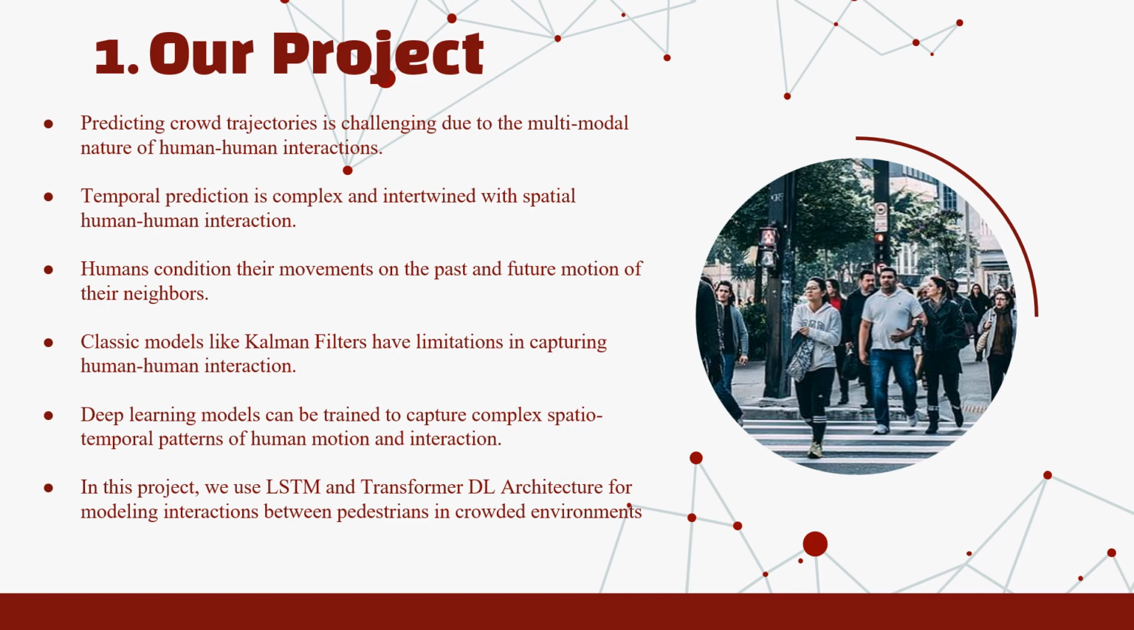Classic techniques like Kalman filter don't take into account the human-to-human interaction, which limits their prediction accuracy. Deep learning models have the capability to capture complex spatial temporal patterns of human motion and interaction. In this project, we used LSTM and transformer deep learning architectures for modeling agent-to-agent interaction for trajectory predictions.